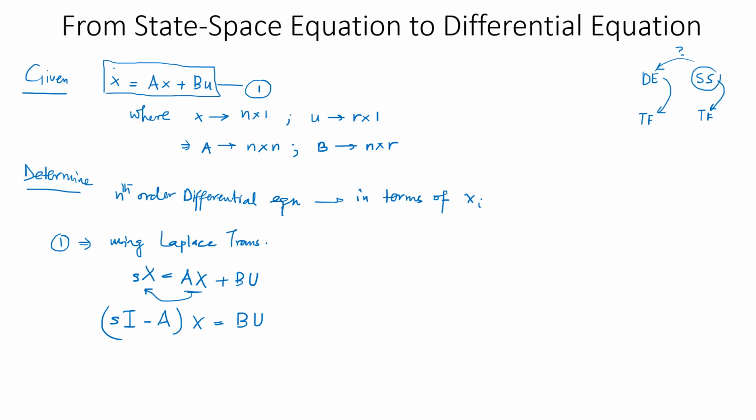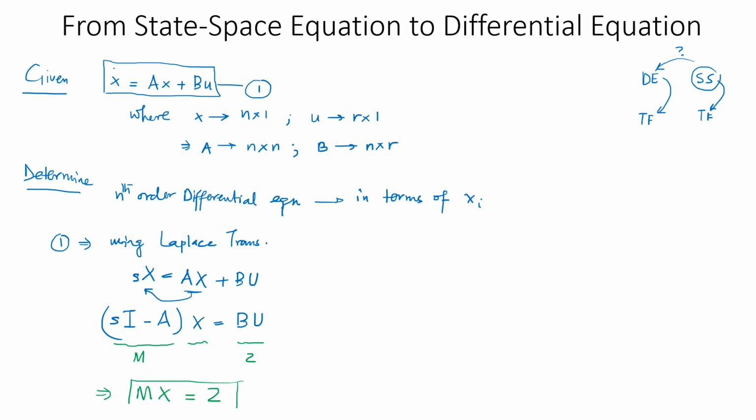Now, in this particular case, let me use a different color. If I define this thing to be a matrix M, and you have X already defined, and let this whole thing be defined as another matrix Z, then you have Mx equal to Z.